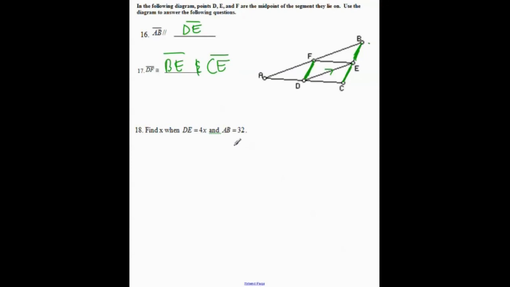Find x when DE is 4x. So DE is 4x. That means this whole thing is double what this is equal to. So if this whole thing is 32, this is 16. So 4x is equal to 16. There you go. This should be the last one.